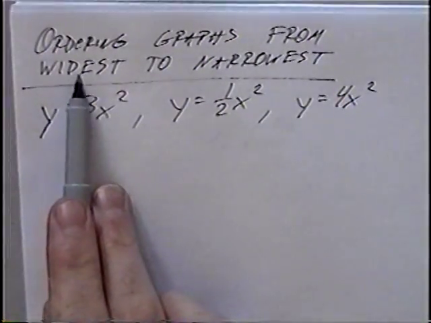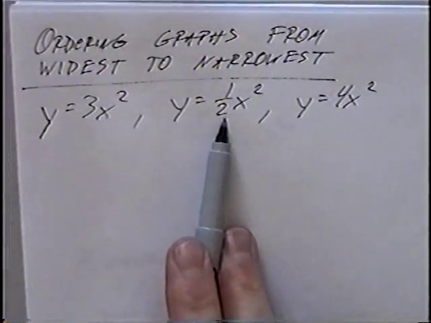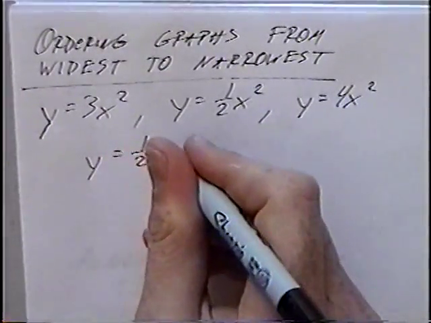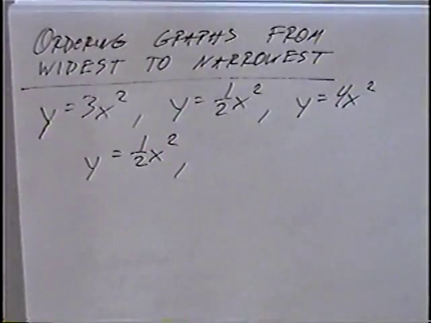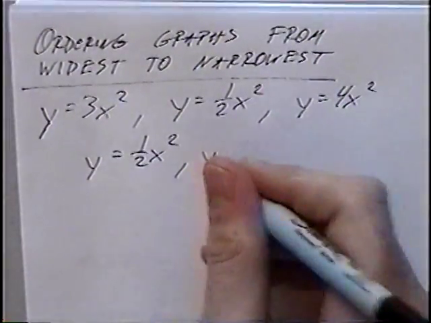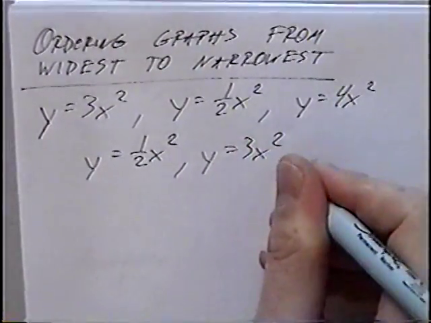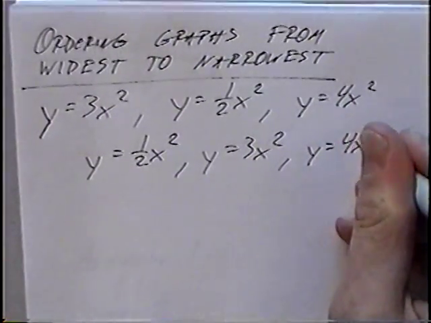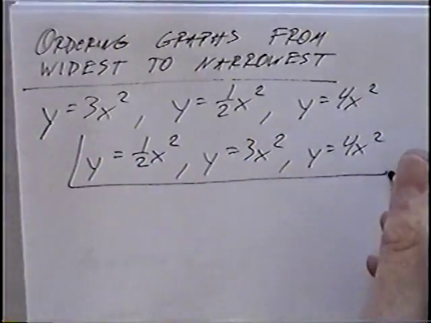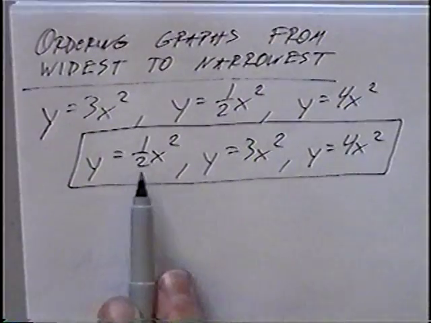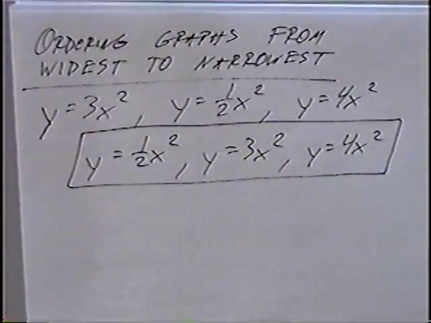So the widest graph is the smallest number, closest to 0. In this case, it's 1/2. So the widest graph would be 1/2 x squared. The next widest graph, again, the second number that's closest to 0, we have 3 and 4. 3 would be the next one. And the narrowest graph, the tallest graph, would be the biggest number, 4x squared. So the widest graph again would be the shortest graph, and the narrowest would be the tallest graph with the biggest number.